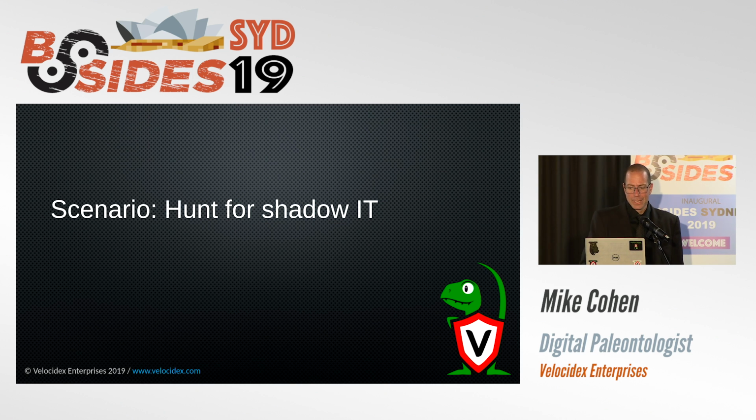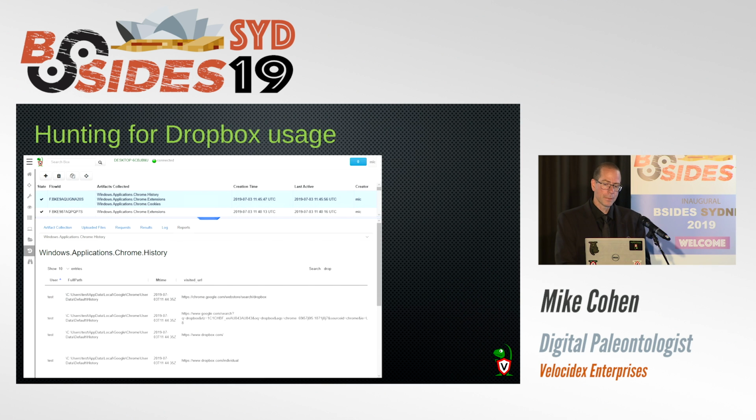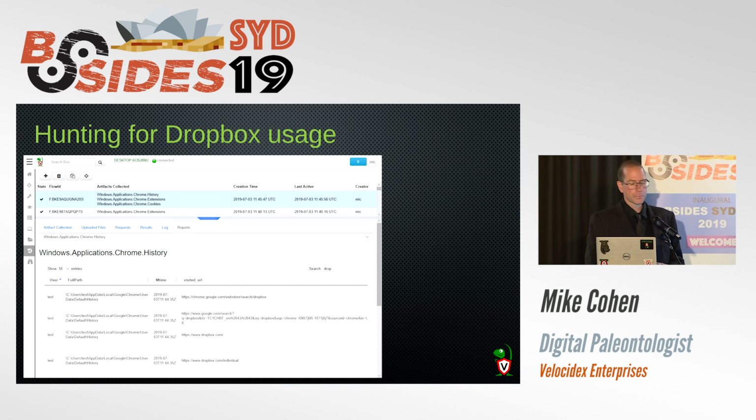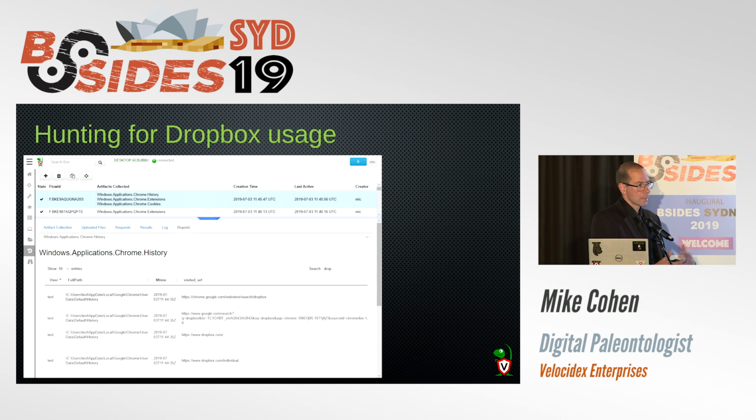Hunt for shadow IT. So this one is actually kind of interesting. In this case, we might hunt for Dropbox usage. Who's using Dropbox in our company? But there's a bunch of different ways that they might use Dropbox. Over the web, they might use the application, they might have a Chrome extension, and so you can basically use all of these generic artifacts, Chrome history, Chrome extensions, to basically look for specific evidence that people have actually used Dropbox.